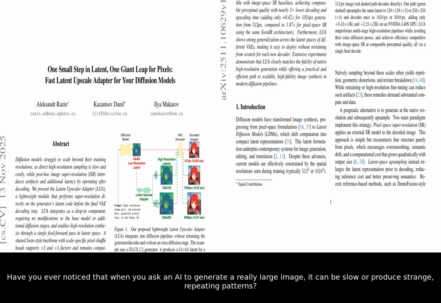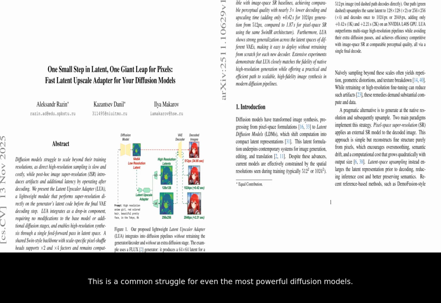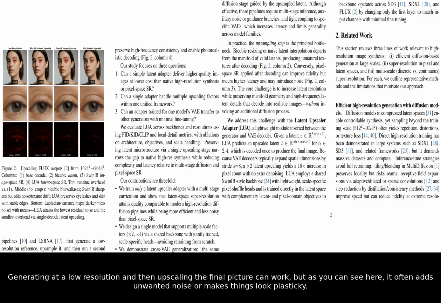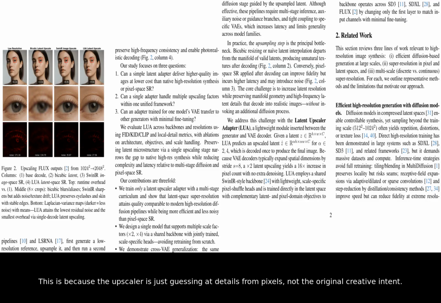Have you ever noticed that when you ask an AI to generate a really large image, it can be slow or produce strange, repeating patterns? This is a common struggle for even the most powerful diffusion models. Generating at a low resolution and then upscaling the final picture can work, but as you can see here, it often adds unwanted noise or makes things look plasticky. This is because the upscaler is just guessing at details from pixels, not the original creative intent.